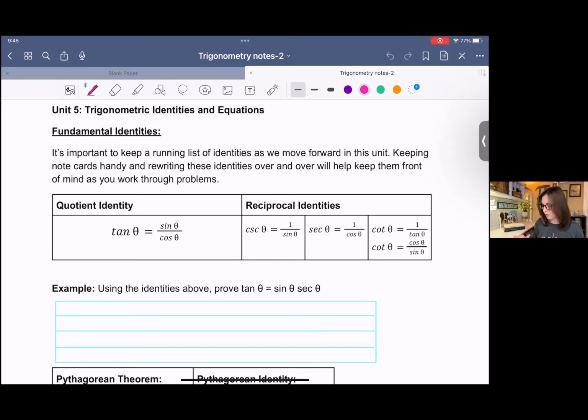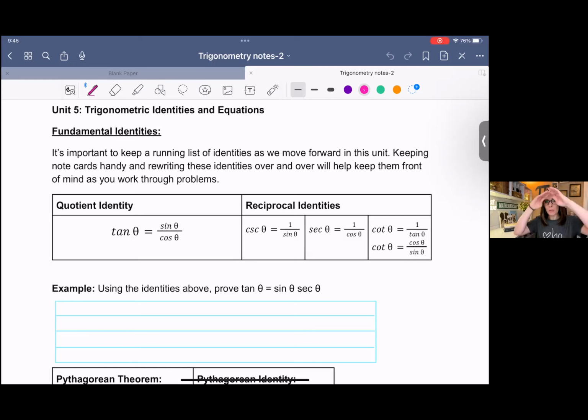So the first example says use the identities above to prove that tangent theta equals sine theta times secant theta. The first thing you want to do is see if you can convert any of these using the quotient identities or reciprocal identities. Usually you want to work with one side first, one or the other. Sometimes you can work with both. You just have to play around with it.